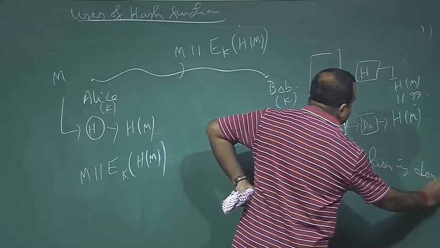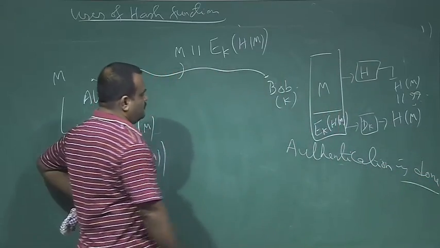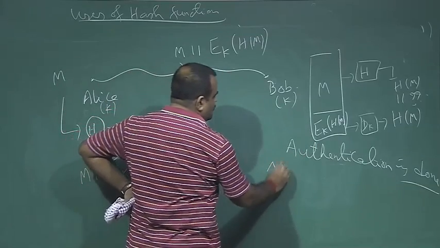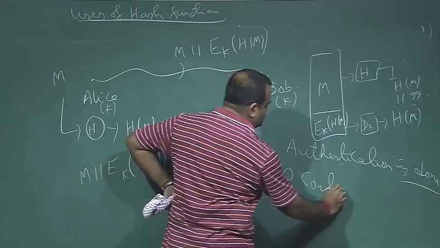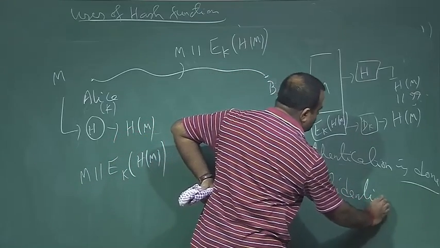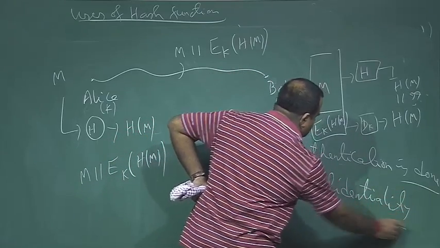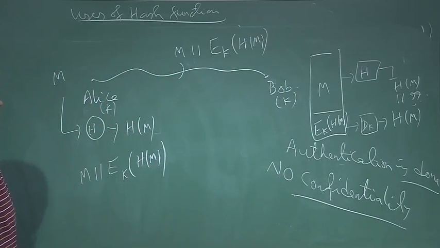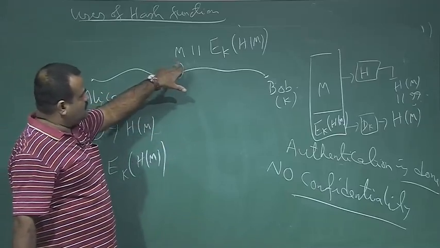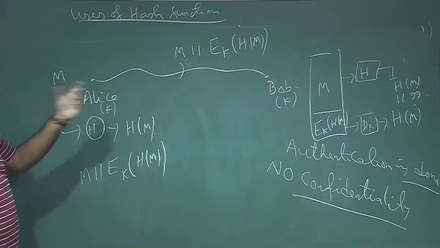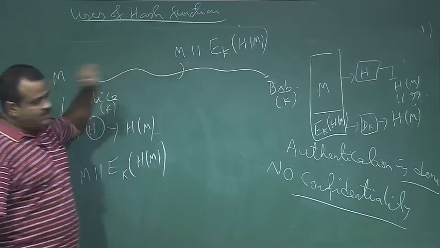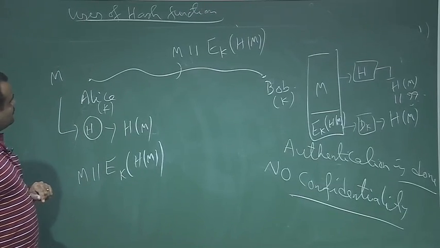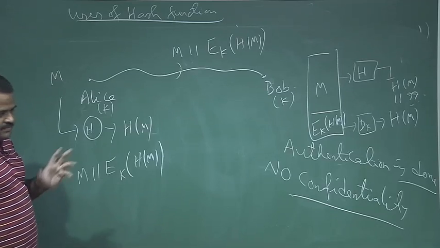But here we are losing the confidentiality of the message, because M we are sending over the public channel. So, in this scheme there is no confidentiality of the message, because we are just appending the message. But in the earlier case, when we encrypt the message and the H of M, we are achieving both the confidentiality and the authentication. Okay, so this is the symmetric key setup.